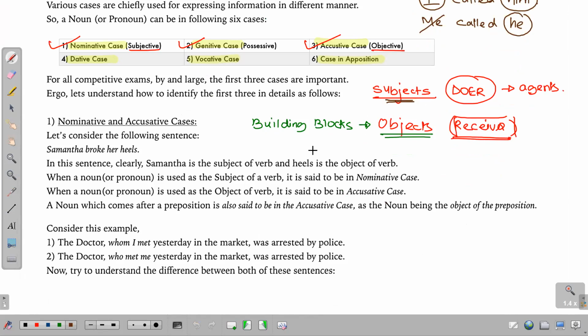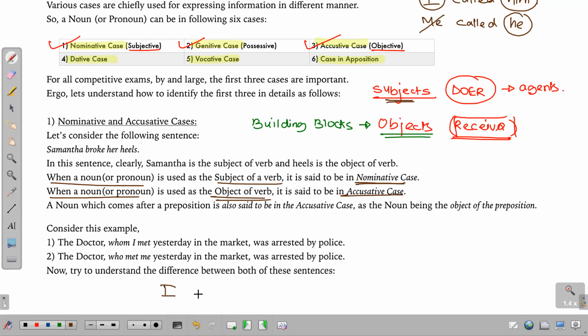Okay, so I hope this is clear: when a noun or a pronoun acts like the subject of the verb, it behaves in a nominative case. When a noun or a pronoun is used as an object of the verb, that is, the receiver, it turns out to be an accusative case. So I hope, there is a very common error that people make.